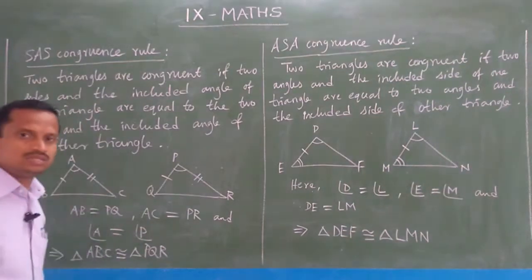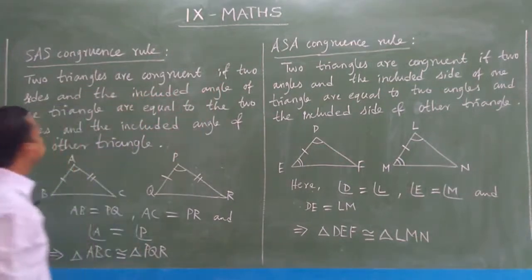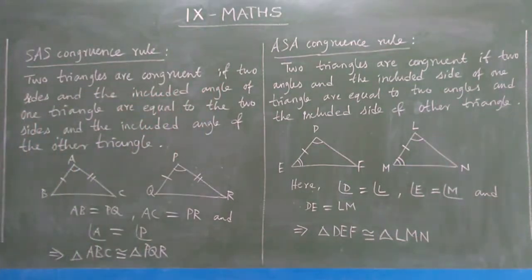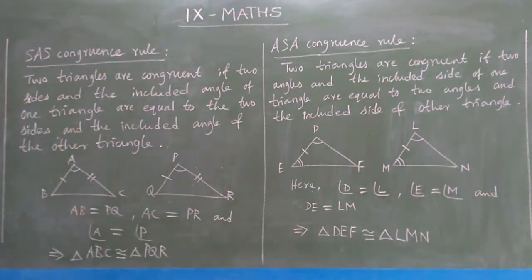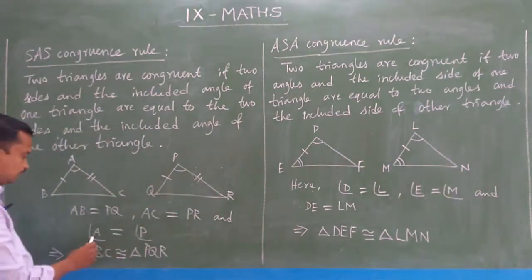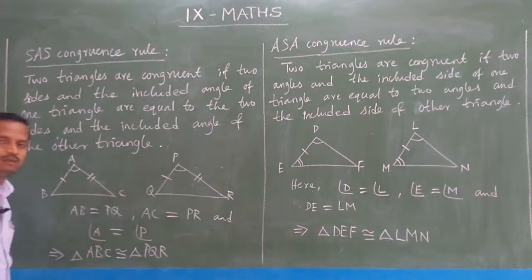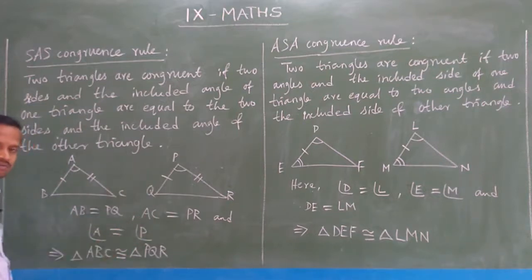So now coming to the SAS congruence rule. Two triangles are congruent if two sides and the included angle of one triangle are equal to two sides and the included angle of the other triangle. Consider triangle ABC and triangle PQR, and I marked the sides which are equal. You see, AB is equal to PQ, these two sides. Side AC is equal to side PR, double mark I have given, and then angle A is equal to angle P. So now we have two pairs of sides and one pair of angles equal.